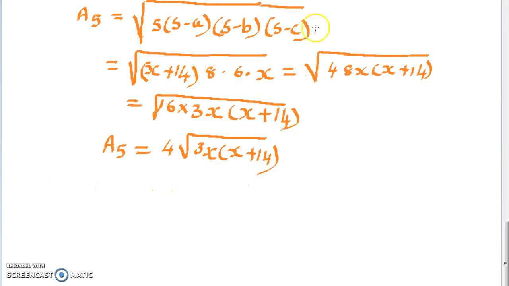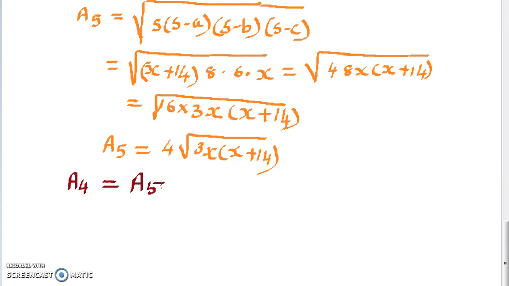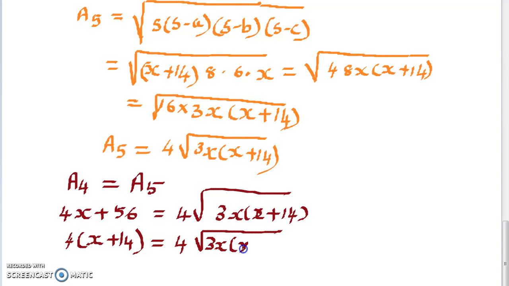Now the areas which we found in A4 and A5, that is step 1 and step 2, are going to be equal. So A4 equals A5. Let's scroll up to find out what A4 was. So my A4 was 4x plus 56. So we are going to say that 4x plus 56 equals 4 times the square root of 3x into x plus 14. Now I can take 4 common on the left, so that will become 4 times x plus 14 equals 4 times the square root of 3x into x plus 14.